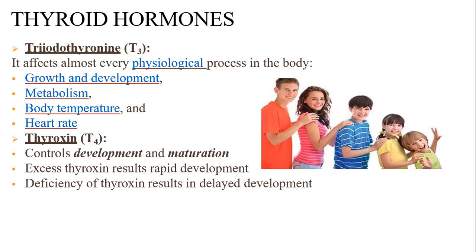The other similar hormone is thyroxine. It controls the development and maturation process. Excess thyroxine results in rapid development, and deficiency of thyroxine results in delayed development. There are certain abnormalities related to the secretion of thyroxine. Today we are not going to deal with those details, but remember, oversecretion, that means hyperthyroidism, and less secretion, hypothyroidism, may lead to various developmental issues.